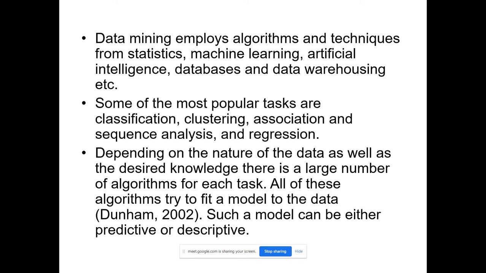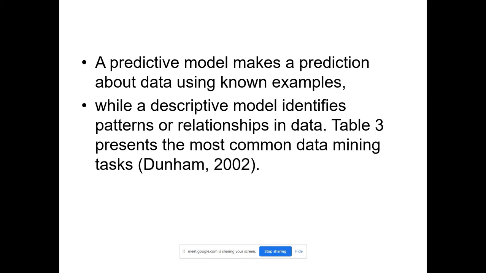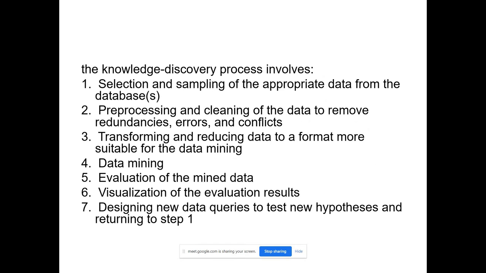Such a model can either be predictive or descriptive. So there are the two types: in descriptive we do the description, and in prediction we do the modeling. We assume it will be like that. So these are basically two types.